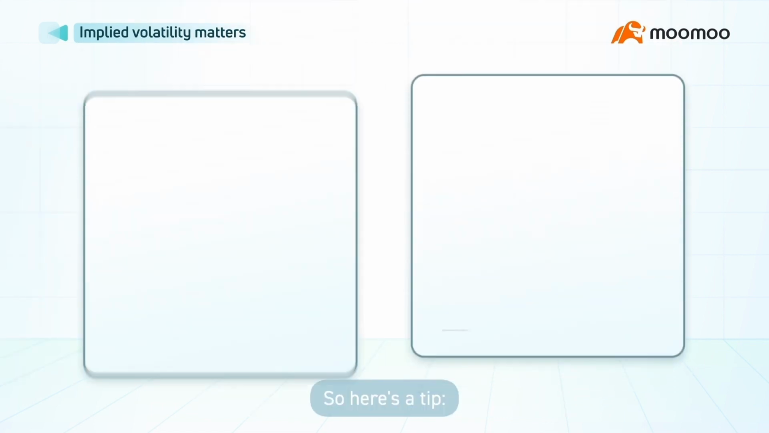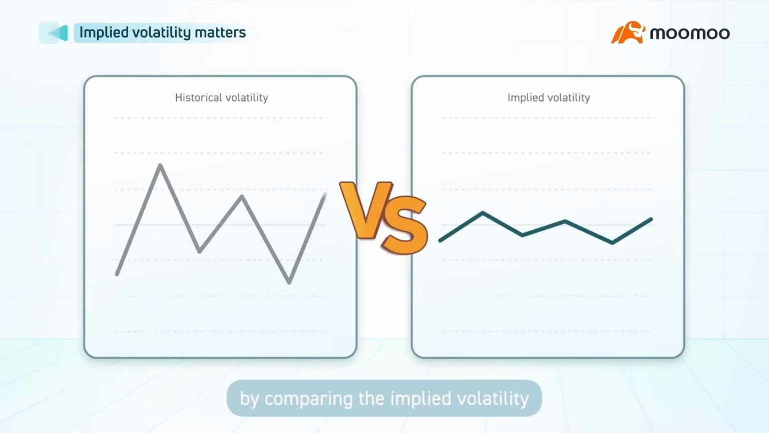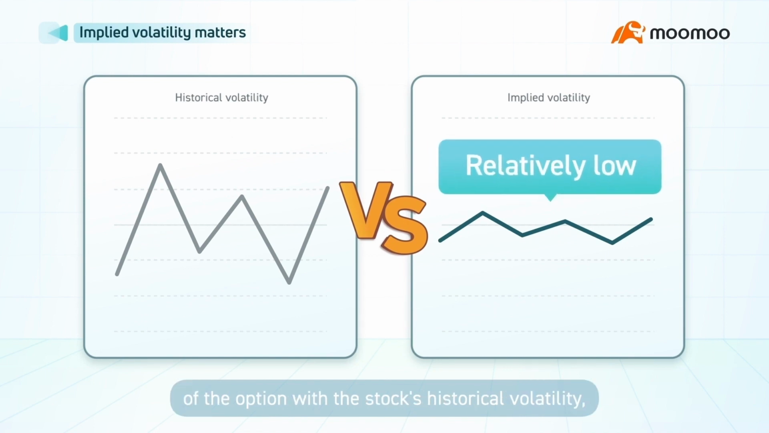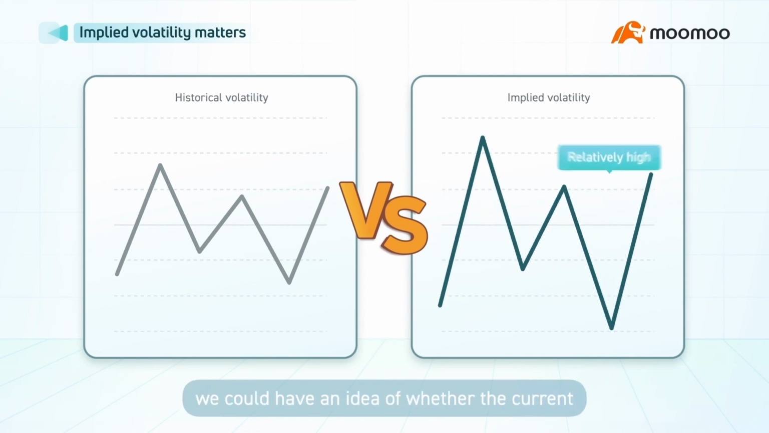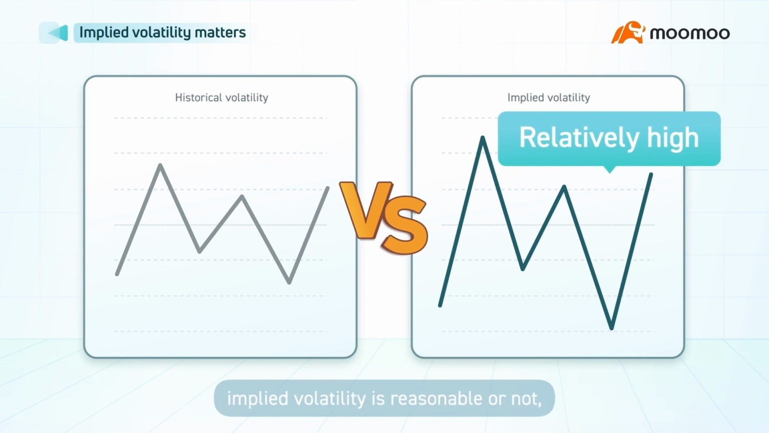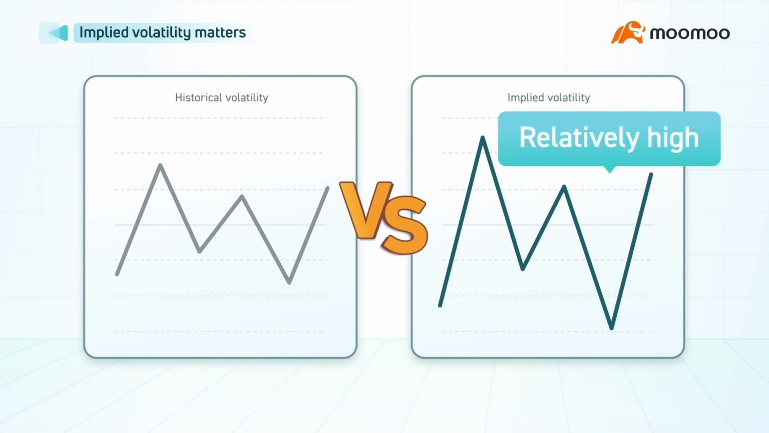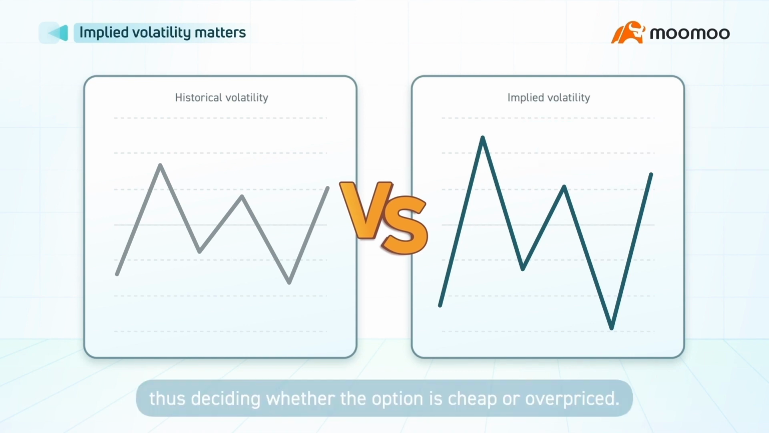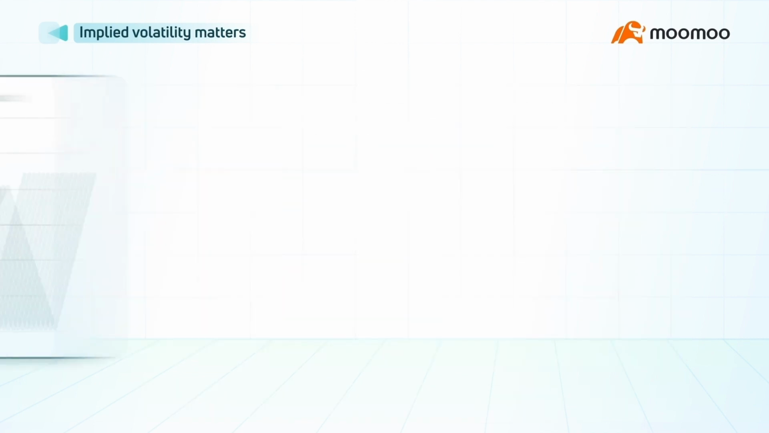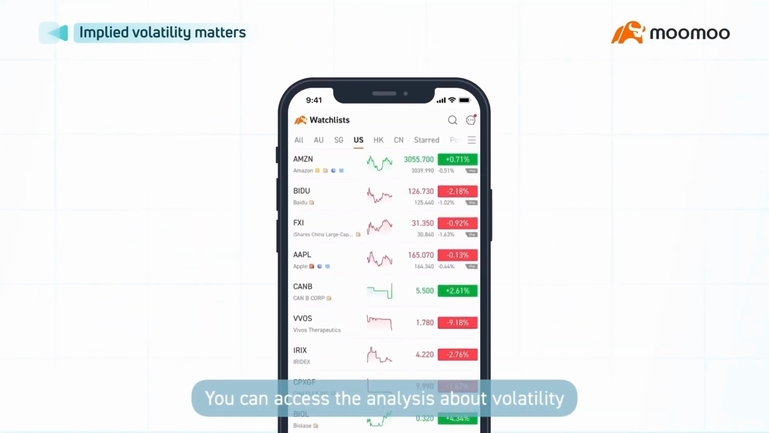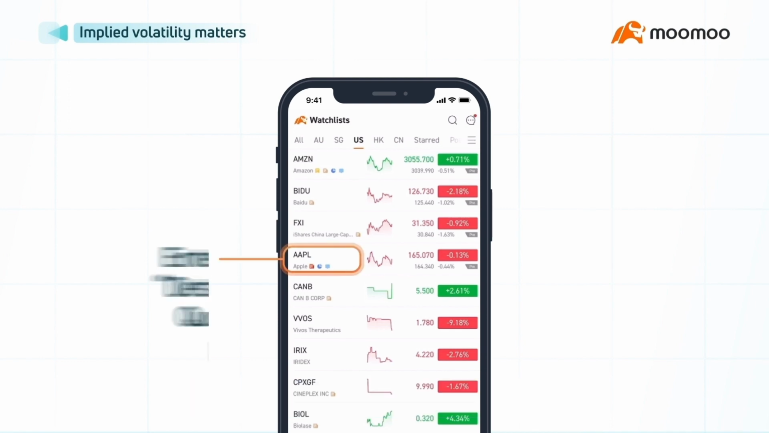So here's the tip. By comparing the implied volatility of the option with the stock's historical volatility, we could have an idea of whether the current implied volatility is reasonable or not, thus deciding whether the option is cheap or overpriced. You can access the analysis about volatility on Moomoo app by following the steps below.